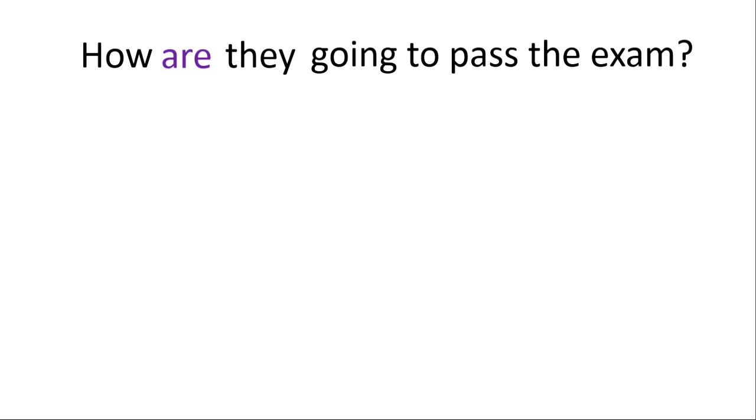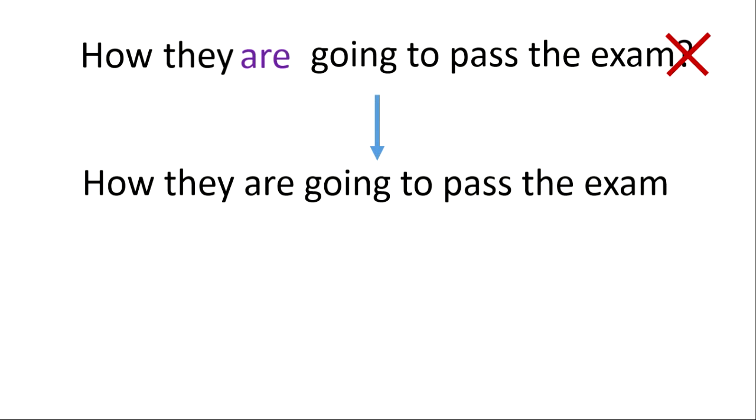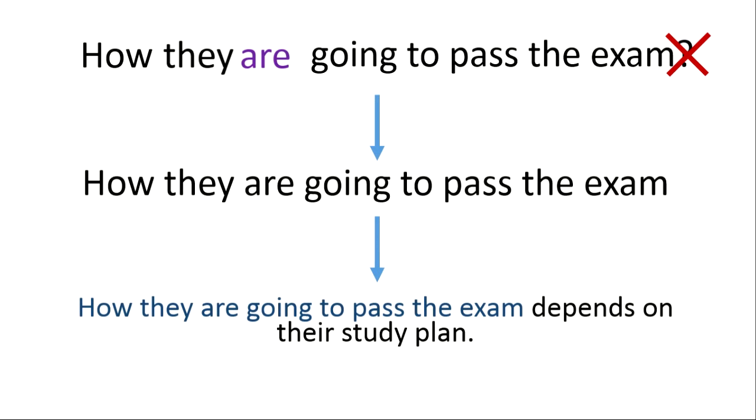Now we've got another example with are. Everything is the same. We get rid of the question mark, we swap the subject and the auxiliary verb. And we have the noun clause like this, how they are going to pass the exam. Now in this example, I have used this noun clause as the subject. How they are going to pass the exam depends on their study plan.